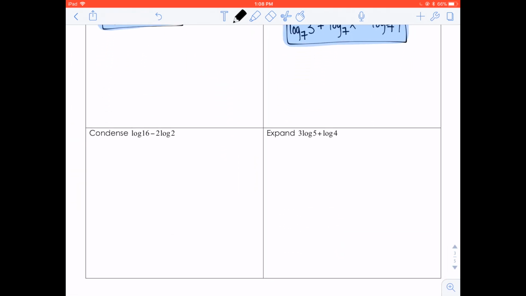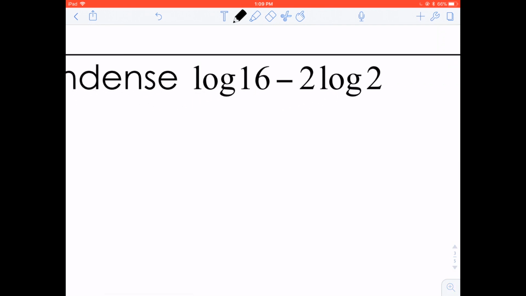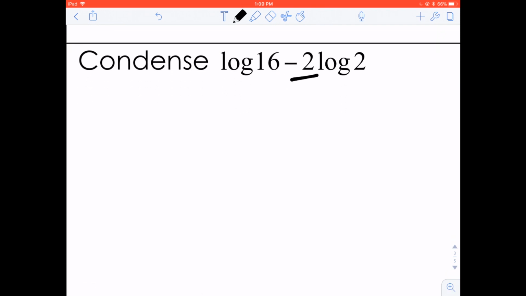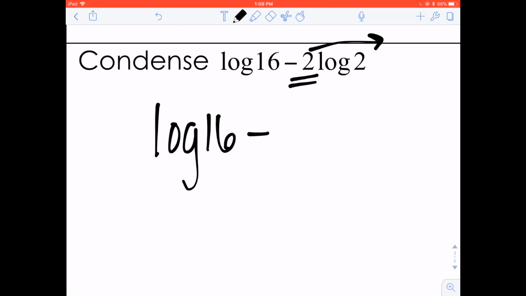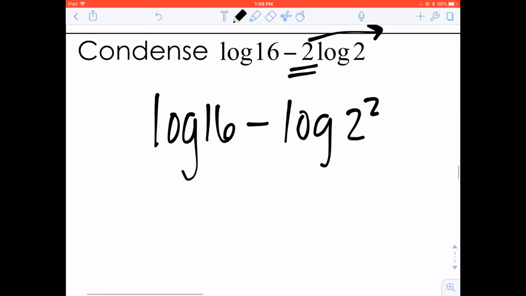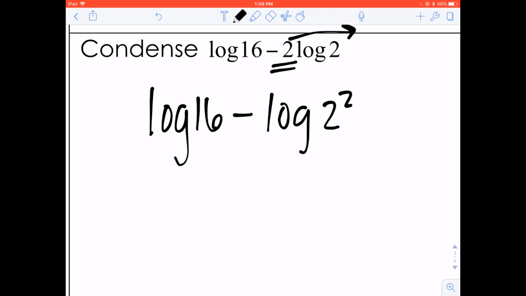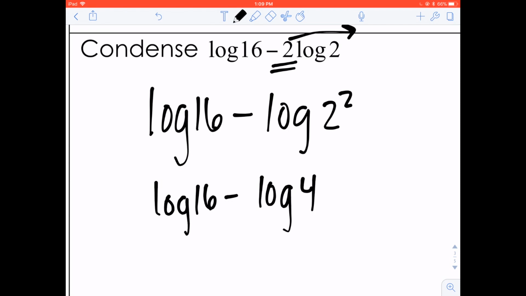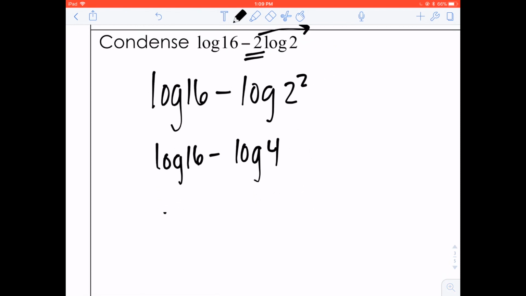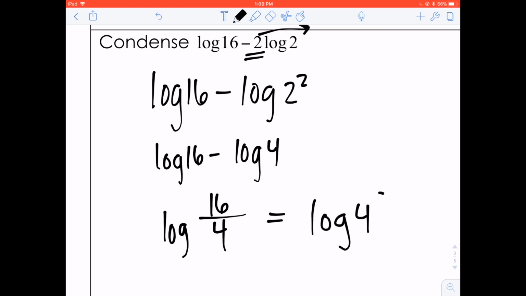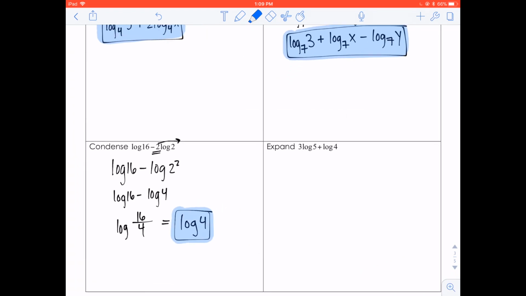We could also have to condense. When you're condensing, you always want to try and do exponents first. So I noticed this 2 out front. I'm going to move that to the exponent. So I have log of 16 minus log 2 to the second. Okay, what is 2 to the second? It's 4, right? So we have log of 16 minus log of 4. Then we know subtraction becomes division. So log of 16 over 4, which just gives us log of 4, and we are all done. Okay, go ahead and try this next one.